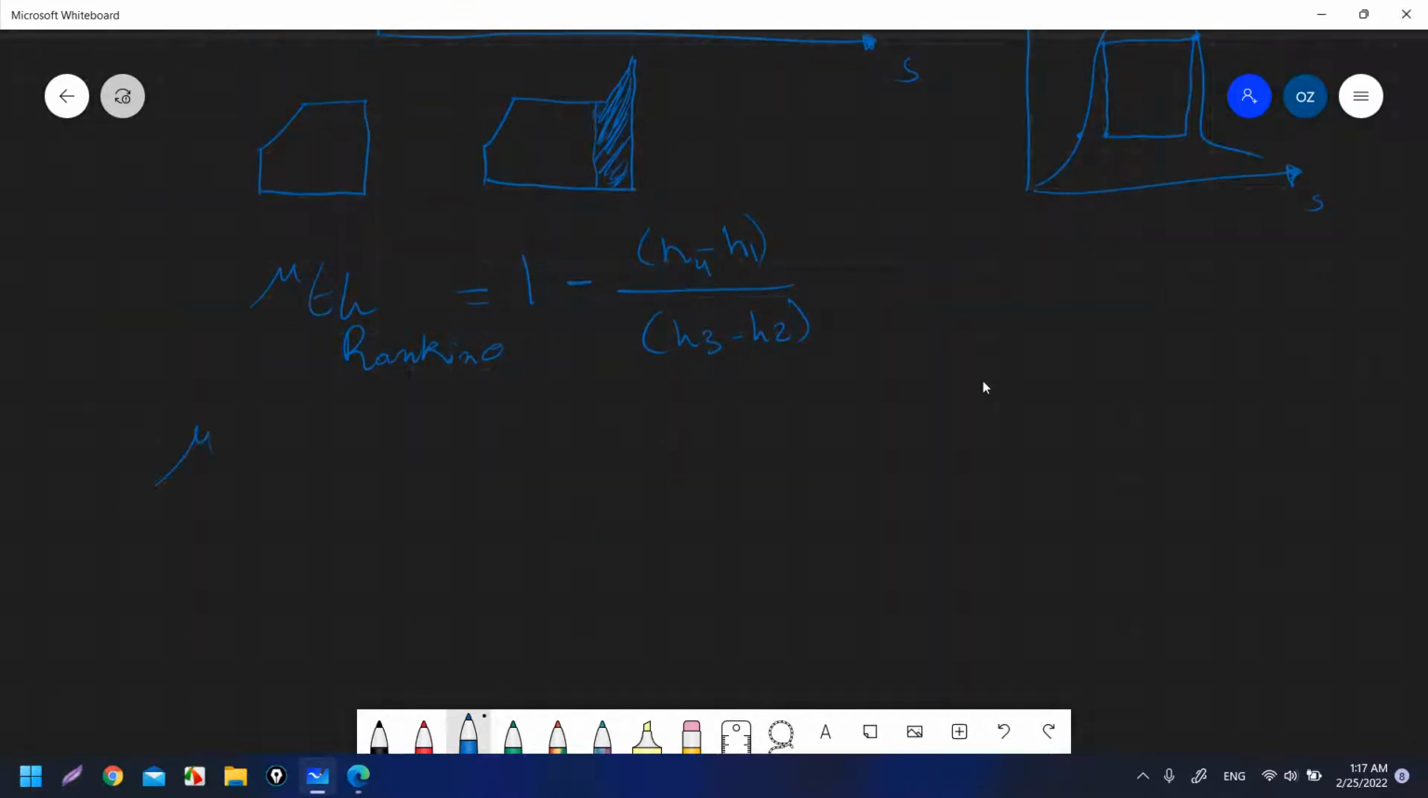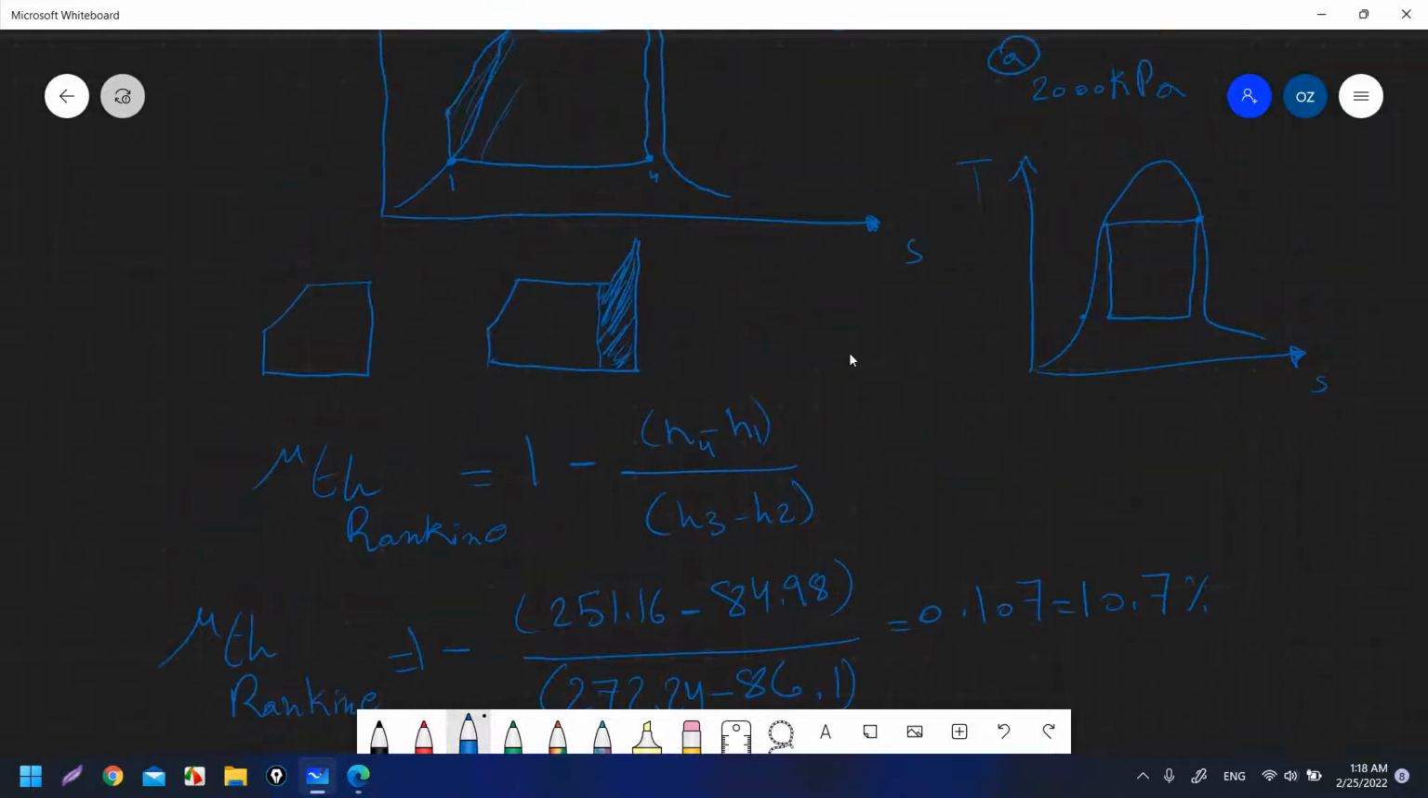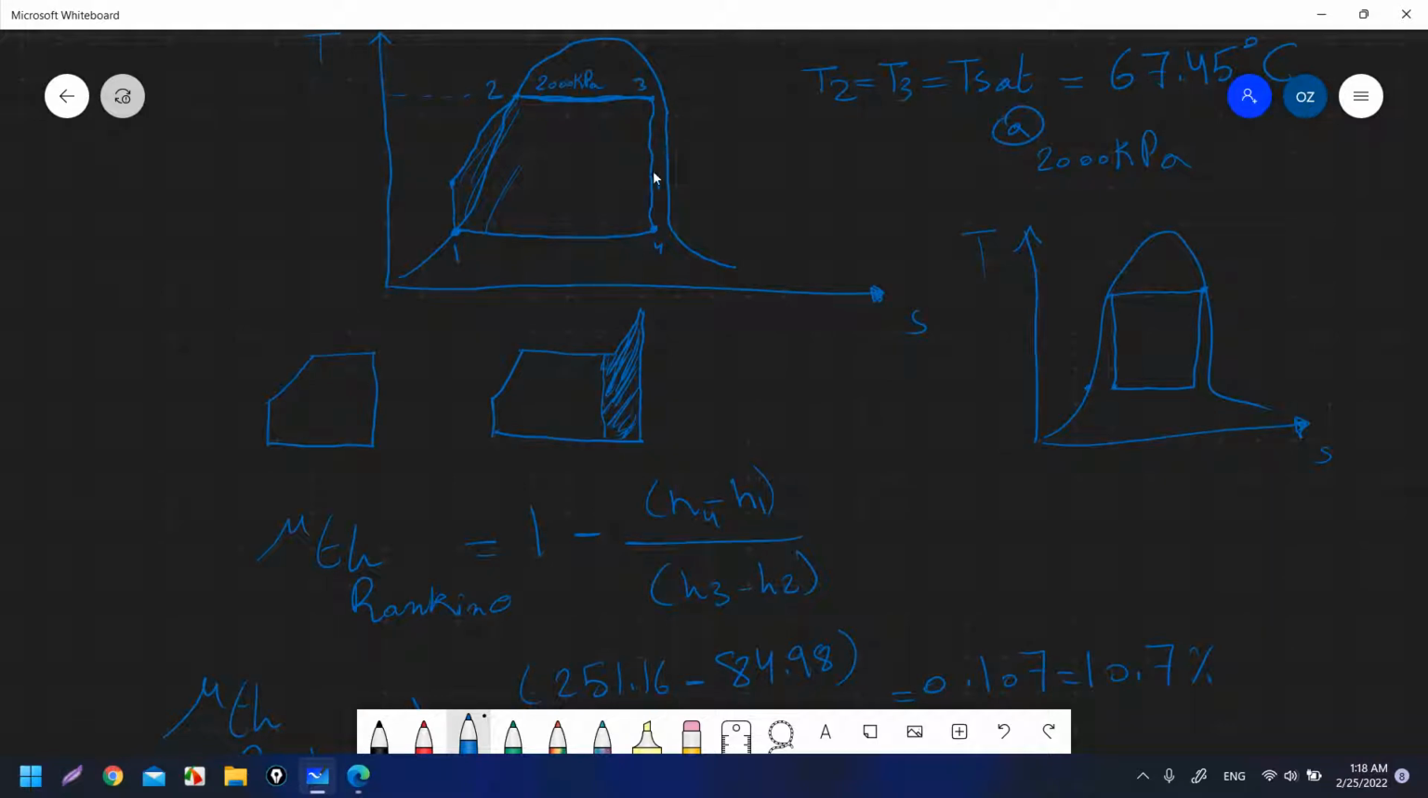So let's substitute in this equation. Rankine efficiency equals 1 minus (251.16 minus H1 84.98) over (H3 272.24 minus 86.1). This will give you that the efficiency is so low, 0.107, and it's equal to 10.7%. And as you can see, it is expected, because it didn't superheat, didn't reach even to the saturated vapor.